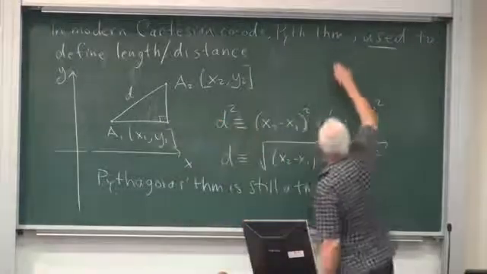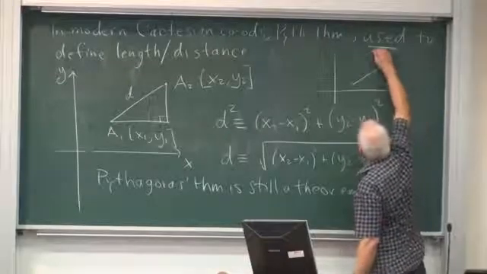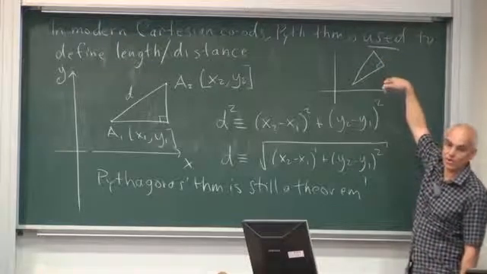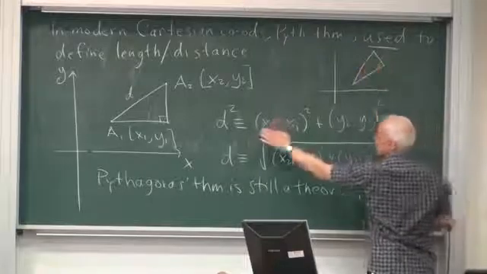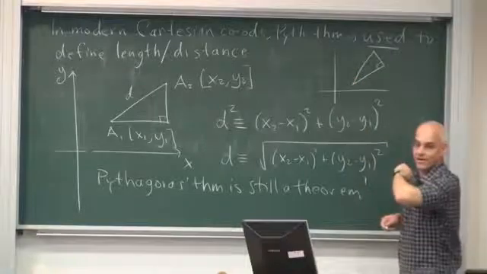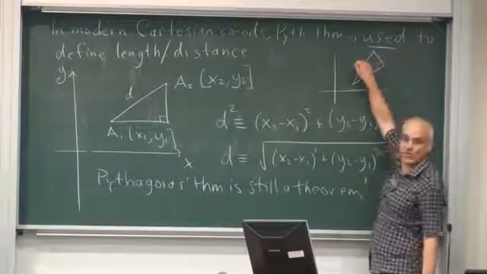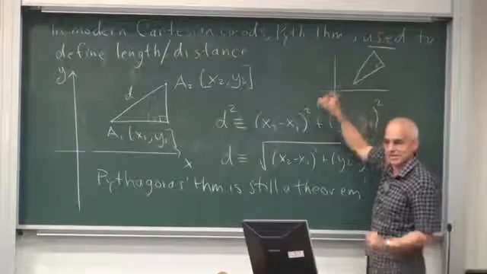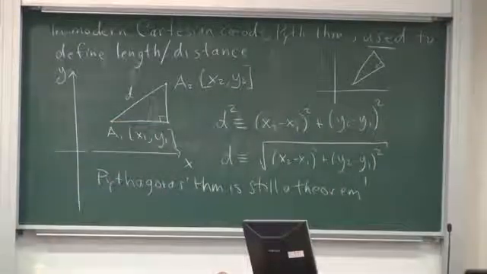But if you have a triangle which is a right triangle whose sides are not parallel to the coordinate axes, then yes, you can define this distance using this formula. But you still need to prove that this distance squared plus this distance squared equals this distance squared. So it still requires a proof even in Cartesian coordinates.